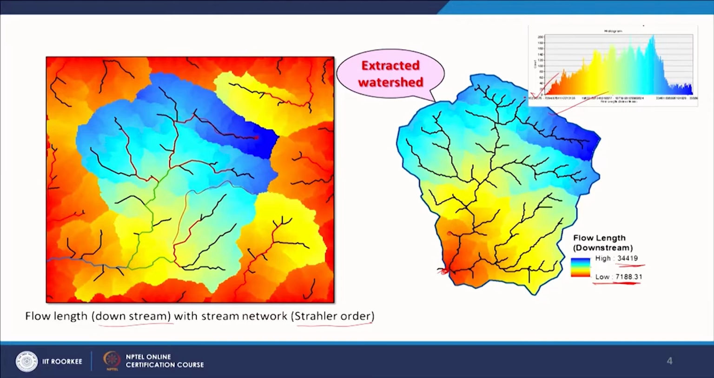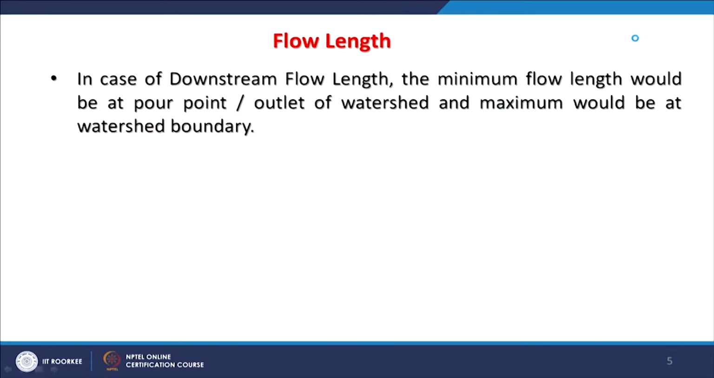And also we can prepare a histogram of flow length versus how many cells will contribute, and that will let us know that if a cloud burst happens in this part, then how much time it would take to reach, what would be the flow length, how much travelling time it would require, that can be estimated very easily. This is how it is used in the modeling. Now, for the downstream flow length, the minimum flow length would be at the pour point, the outlet of the watershed, and maximum would be at the watershed boundary.